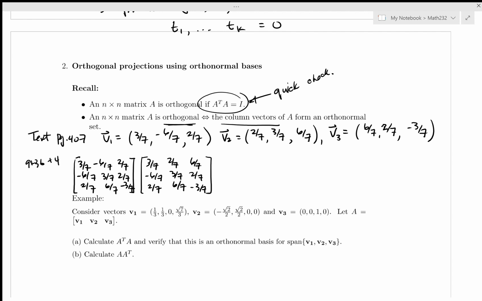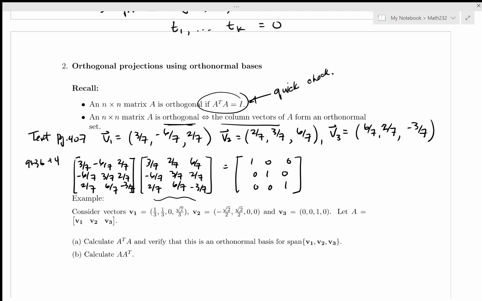Okay, so I do this complete multiplication, and I get this. Just kind of check the first one. Okay, I get that. I get I. So I know right away that the matrix A is orthogonal, and then that tells me that the columns of A form an orthonormal set. And then this is a second way of showing that these three vectors are orthonormal.